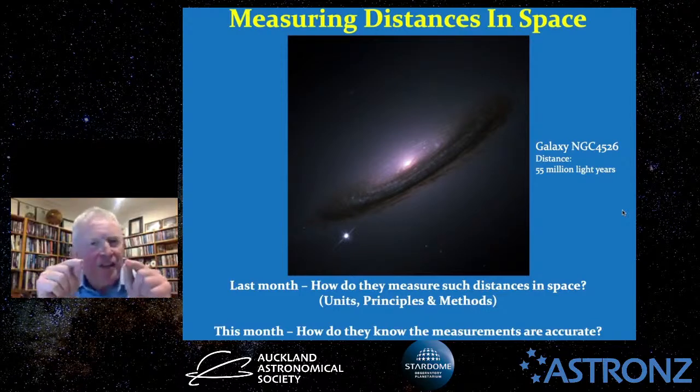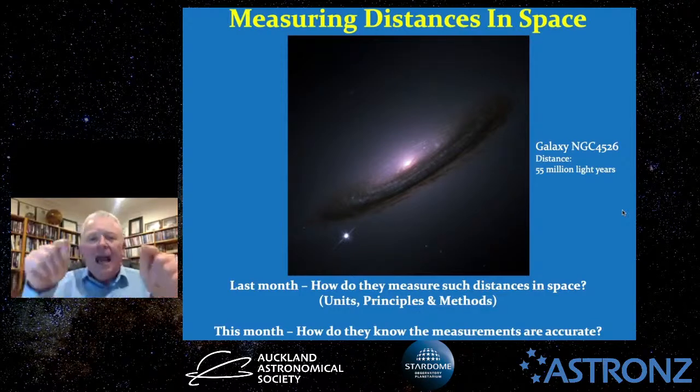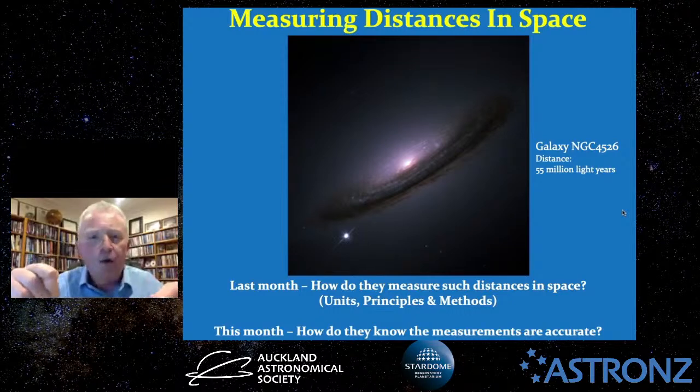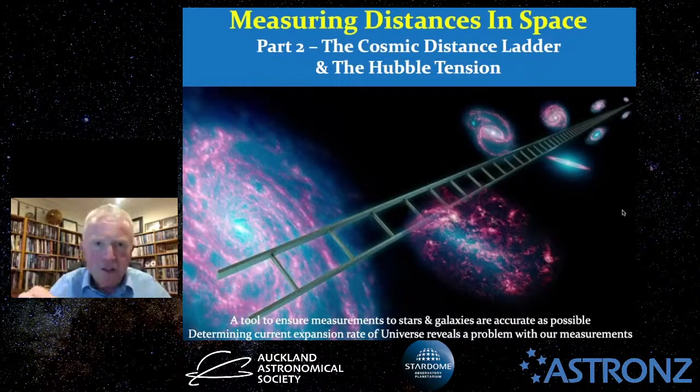This month, we ask another question. How do they know their measurements are accurate? How do they know that they are precise enough? Let's find out. That's why tonight's talk is titled Measuring Distances in Space, Part 2: The cosmic distance ladder and the Hubble tension.